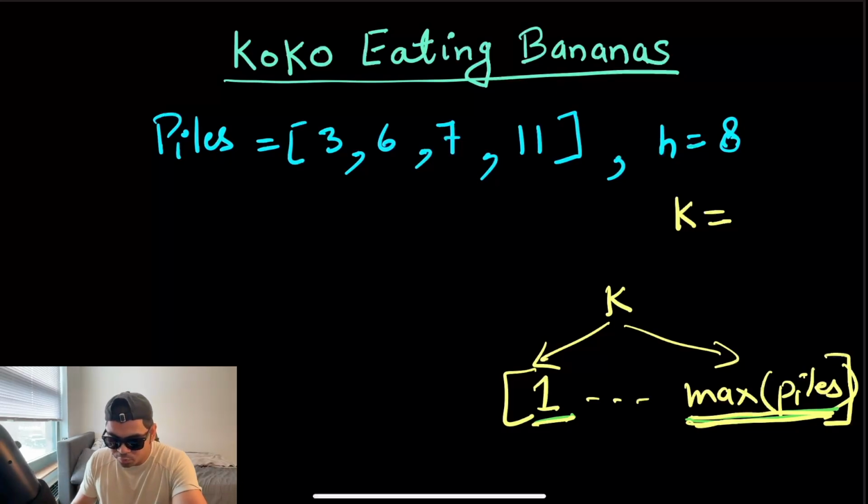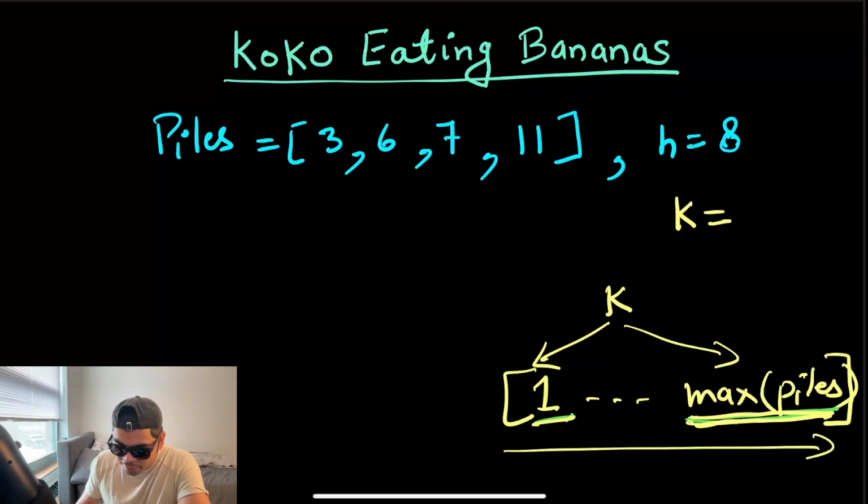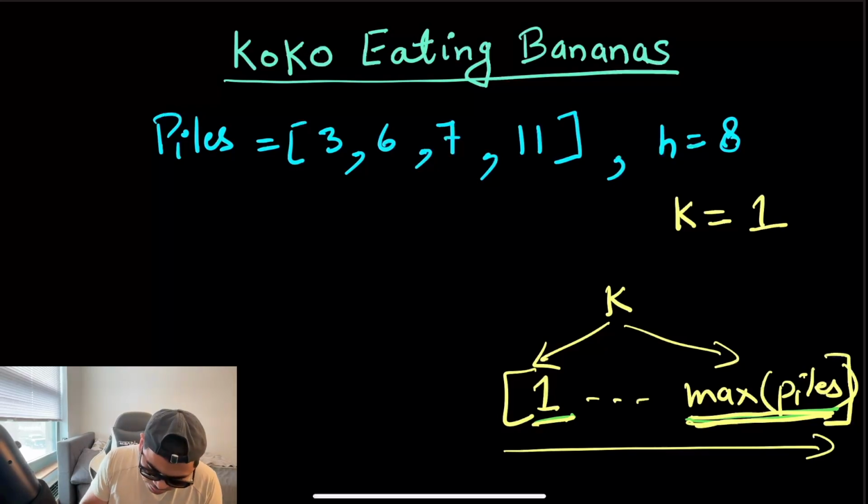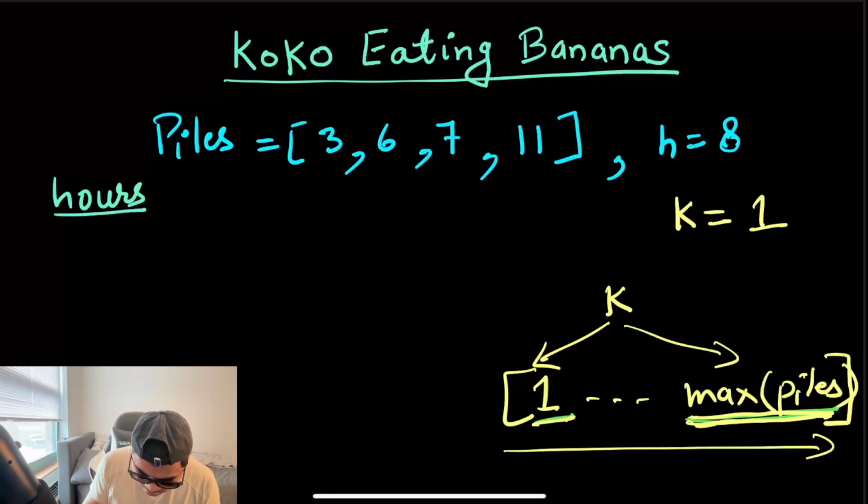The brute force approach would be just going one by one from 1 to max of piles, and checking whether we will be able to finish all the bananas and still be within the hour range. So if we choose k as 1, we keep track of our hours variable. We're choosing the eating speed as 1.